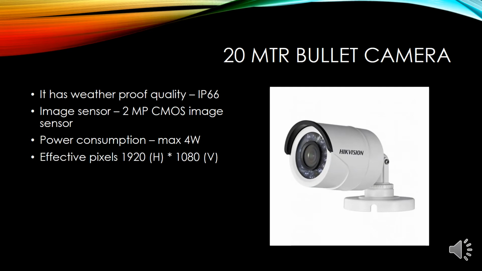20 meter bullet camera. It has weatherproof quality IP66. This camera we are going to use for outdoors, as it is waterproof and weatherproof. The image sensor is a 2 megapixel CMOS image sensor, the power consumption is a maximum of 4 watts per camera, and effective pixels are 1920 by 1080.